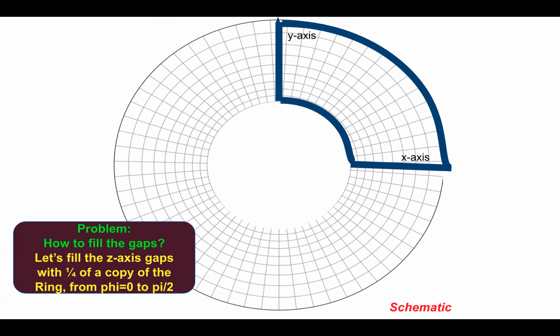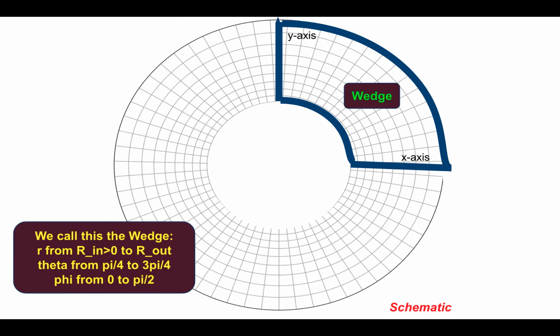Next slide. What we're going to do is create a copy of that ring, and we're going to take exactly 1/4 of it. And you'll notice that if you pull this 1/4 slice out, you have a 4-sided pyramid with a rounded bottom and a rounded top. And this actually is a perfect wedge. And how do you fill in gaps over the poles? Well, you plug in these wedges.